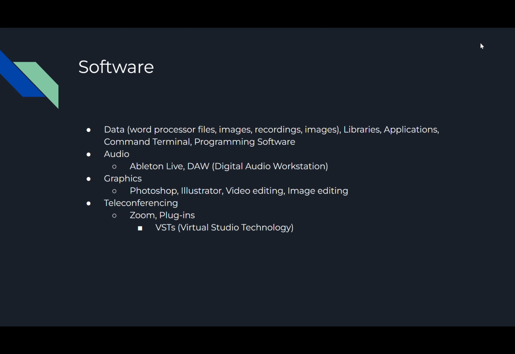Now as for software, software is more like what goes on within the computer, such as data, word processors, images, recordings, and also libraries, apps, command terminal, and programming software. As for audio, there are different examples such as Ableton Live and DAW, which is Digital Audio Workstation, and graphics like Photoshop, Illustrator, video editing, and image editing.